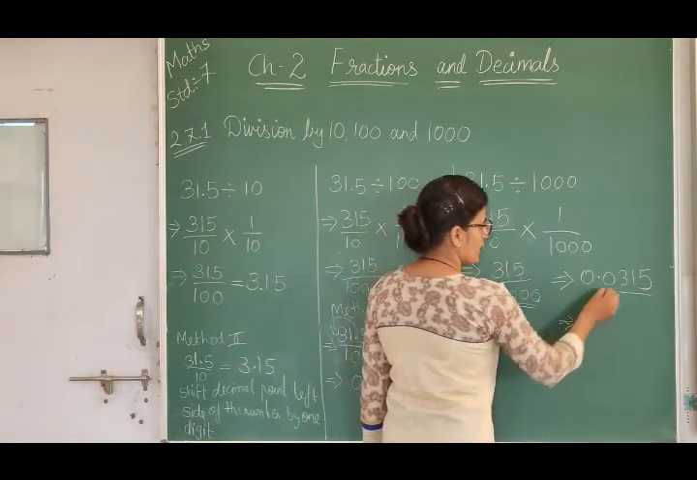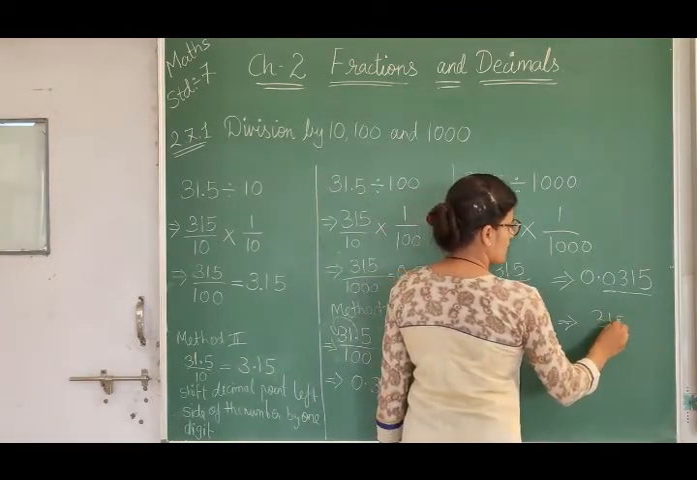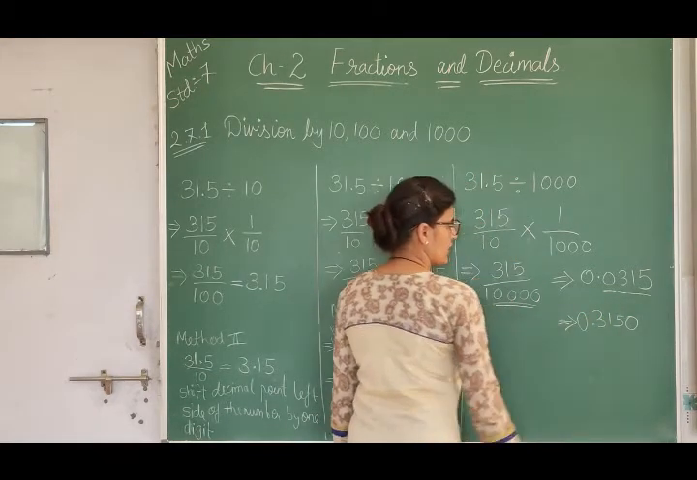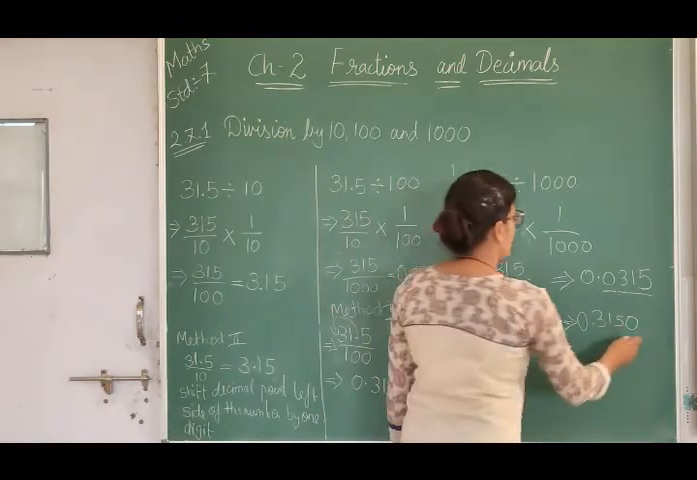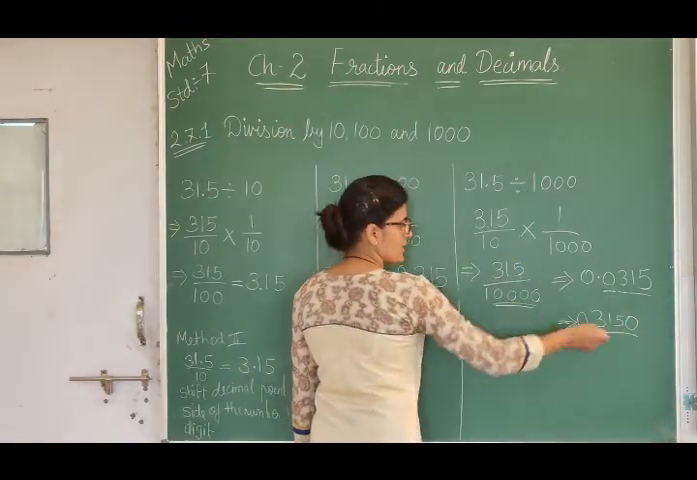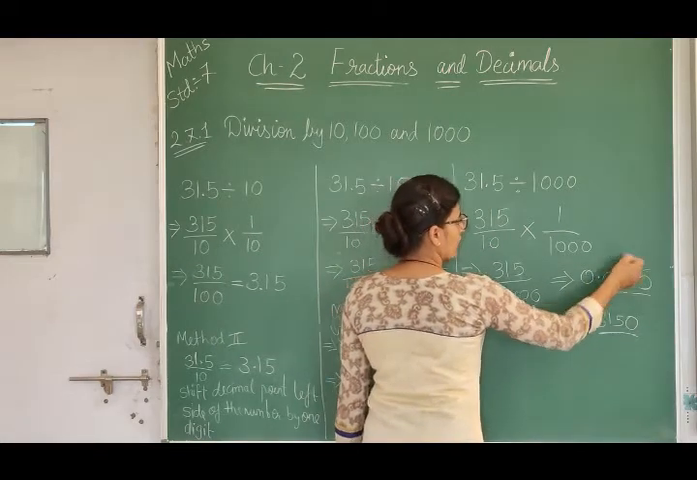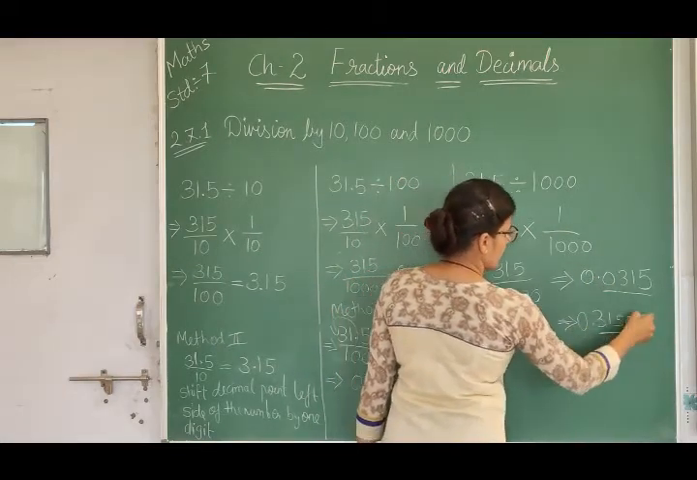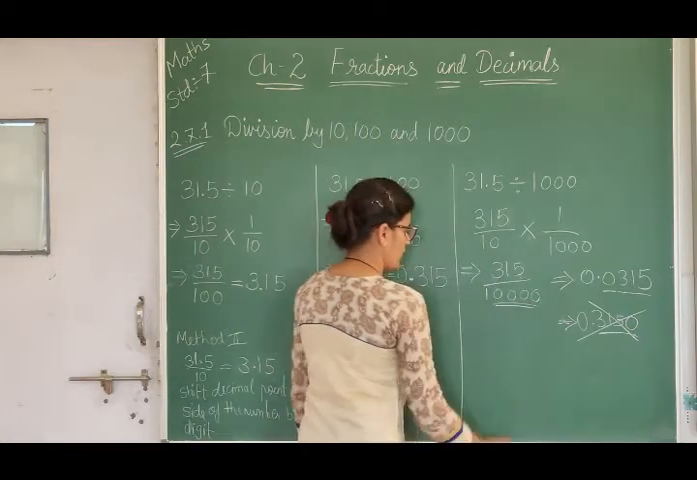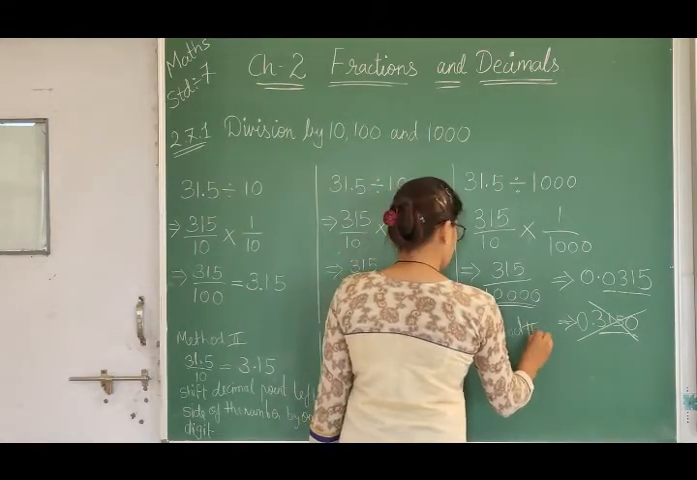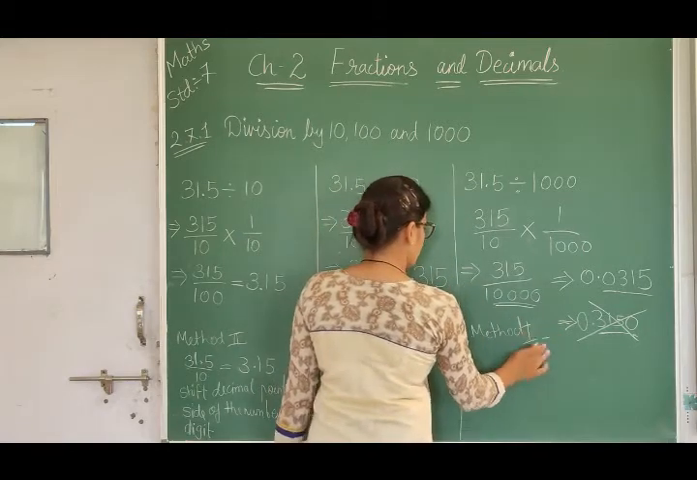But if we are putting this 0 after, 3150.0, before this nothing is there. Here also you can see there are 4 digits. Yes, but this 0 you have to put always before the number given, not after the number given. This is wrong. Now by method 2.